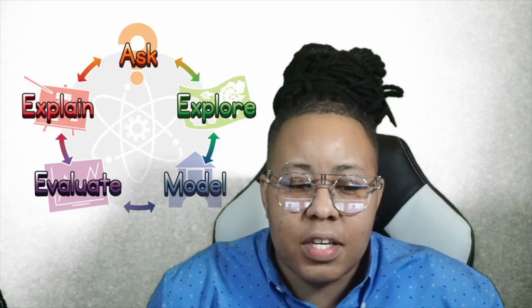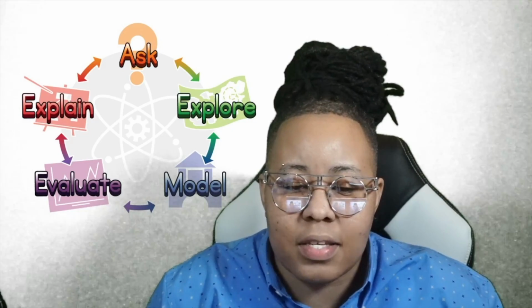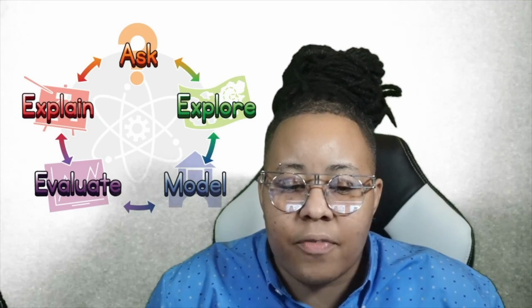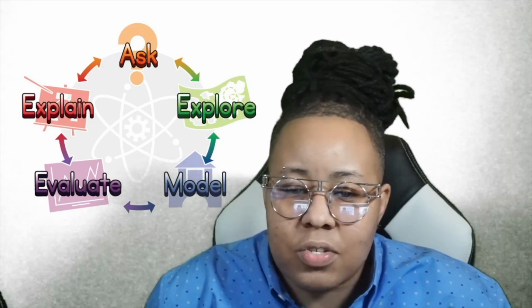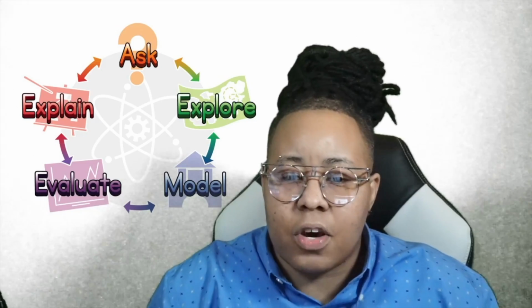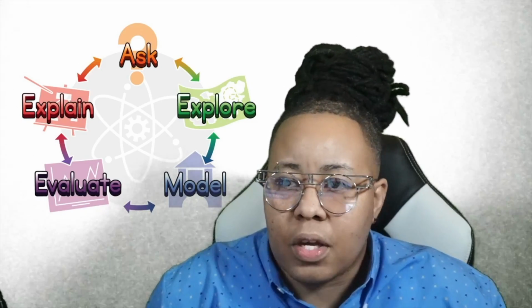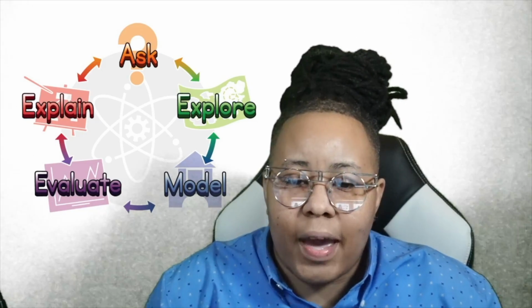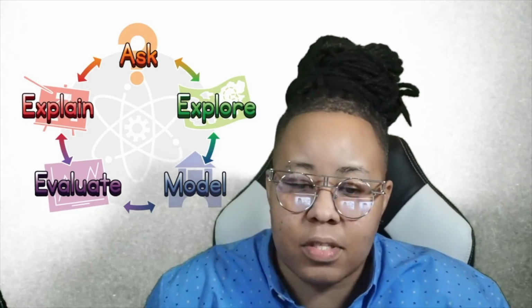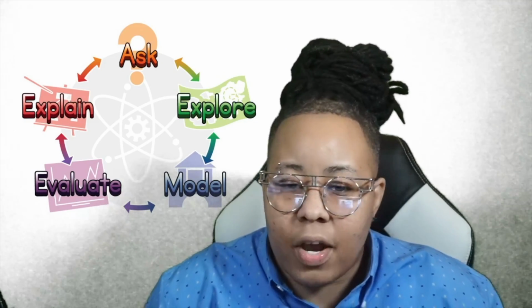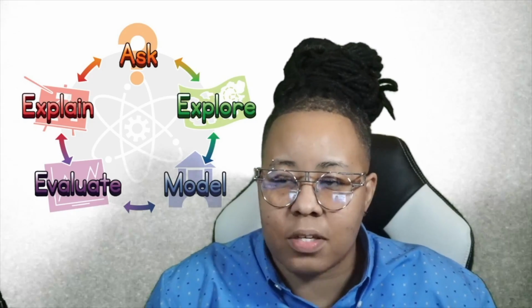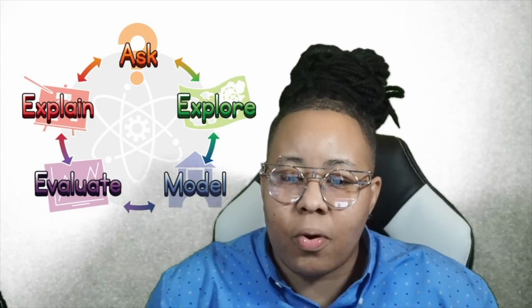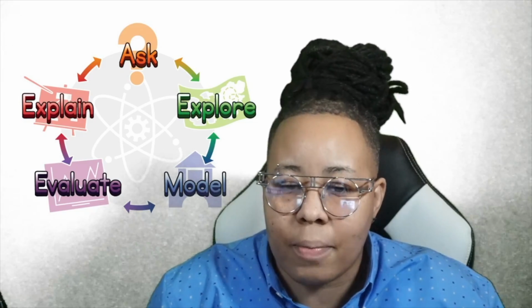So, engineers use the design process to solve everyday problems. And when you use the design process, you start out by asking yourself a question. So, for example, we asked questions about the temperature outside. We asked questions about the size and shape of the popsicles. And then you explore ways to solve your problem.